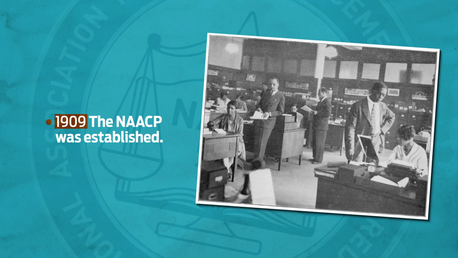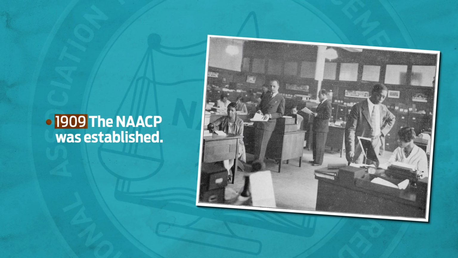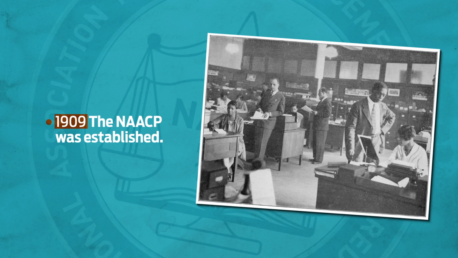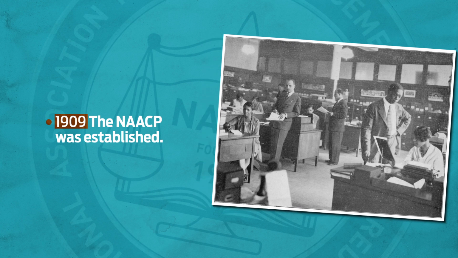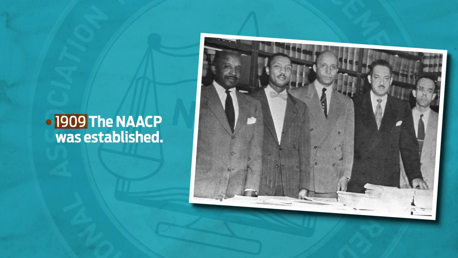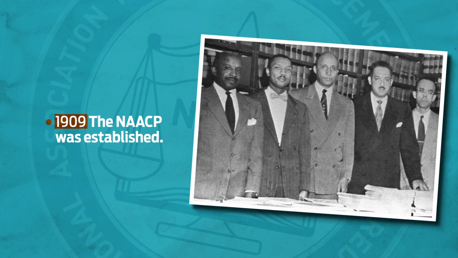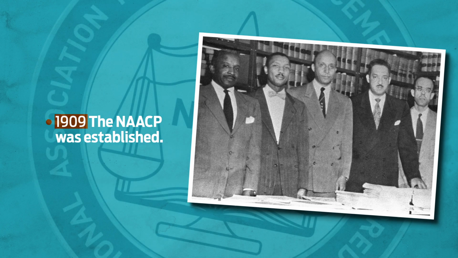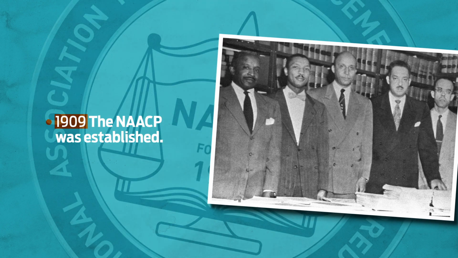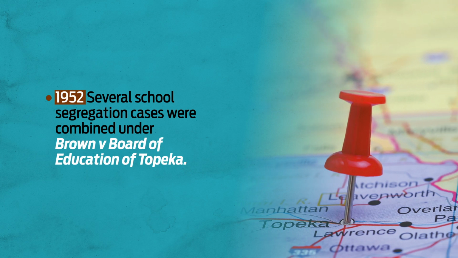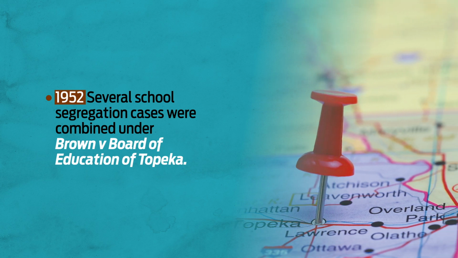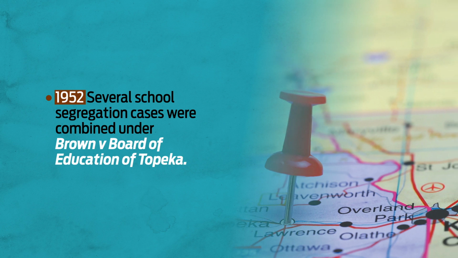In the 1930s, the NAACP established a legal defense and education fund to fight legal battles in court. Headed by Charles Hamilton Houston, the fund created a strategy of dismantling segregation in education. Several school segregation cases were combined under Brown v. Board of Education of Topeka in 1952.